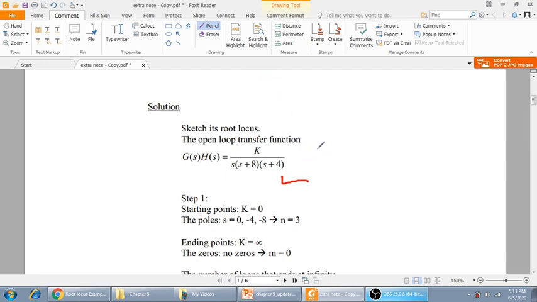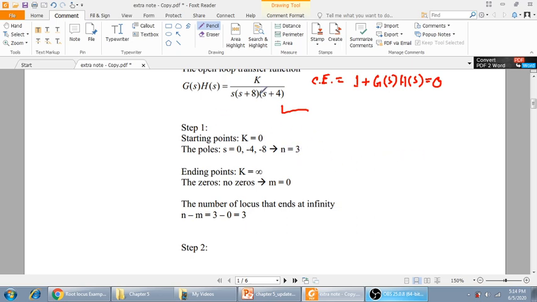So if we want to find the CE, which we call the characteristic equation, it equals 1 plus G(s)H(s) equal to 0. We just simply replace the values of G(s) and H(s) here, and then we can define the characteristic equation. In order to solve this problem, we will show you step by step.